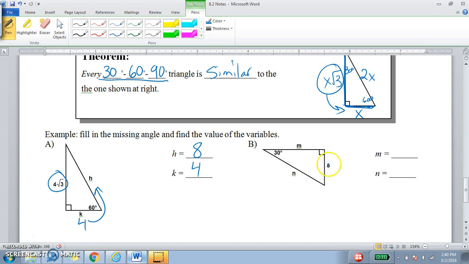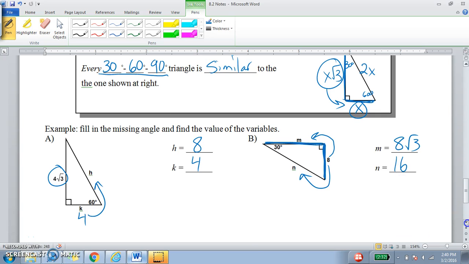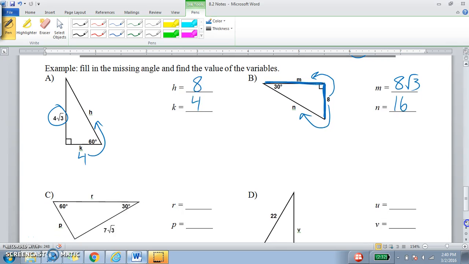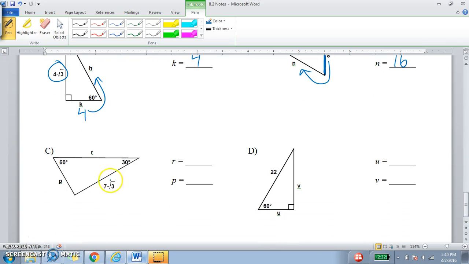For this piece, or this triangle, I have the shorter leg, so that's my x. So I multiply it by root 3 to get the other leg. So the m would be 8 root 3, and then I double it to get the hypotenuse. So n would be 16. For this one, we have 7 root 3 right here, which is across from the 60, so that's the longer leg. So the shorter leg, I just take away the root 3, so p would be 7. Then I take the shorter leg and double it to get the hypotenuse, so r would be 14.